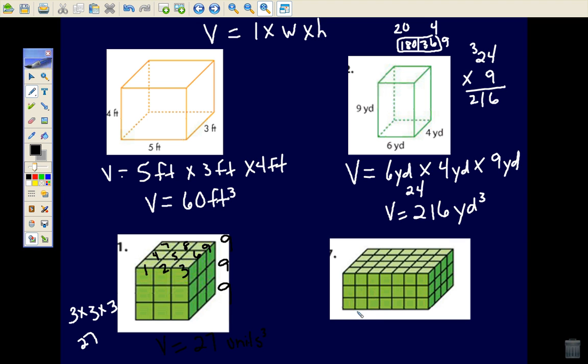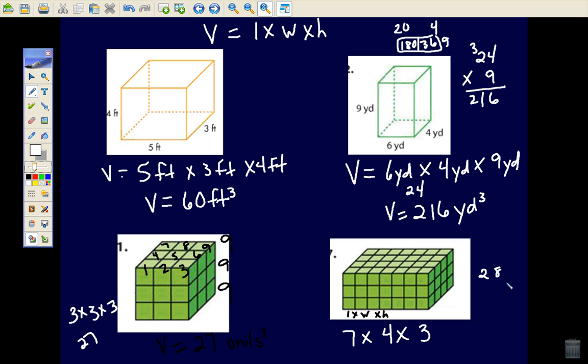Okay, hopefully you paused me. For the actual formula of length times width times height, my length is 1, 2, 3, 4, 5, 6, 7. My width is 1, 2, 3, 4. And my height is 1, 2, 3. 7 times 4 is 28. 28 times 3, if you don't know how to do it in your head, then you can work it out.